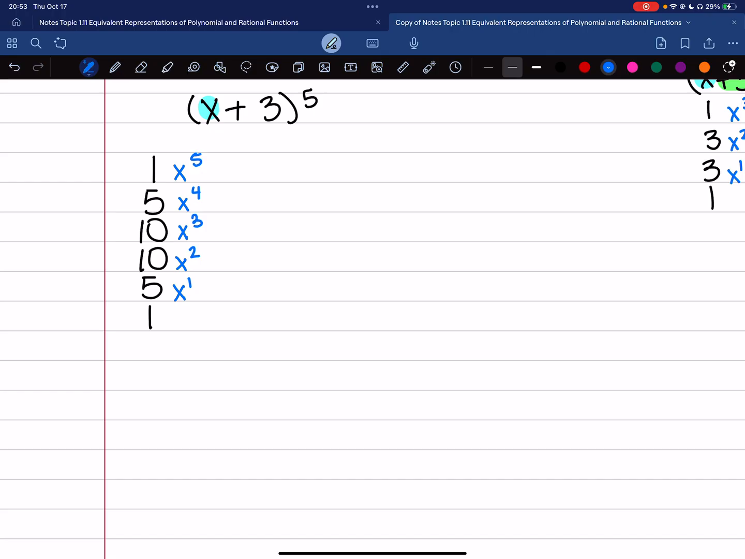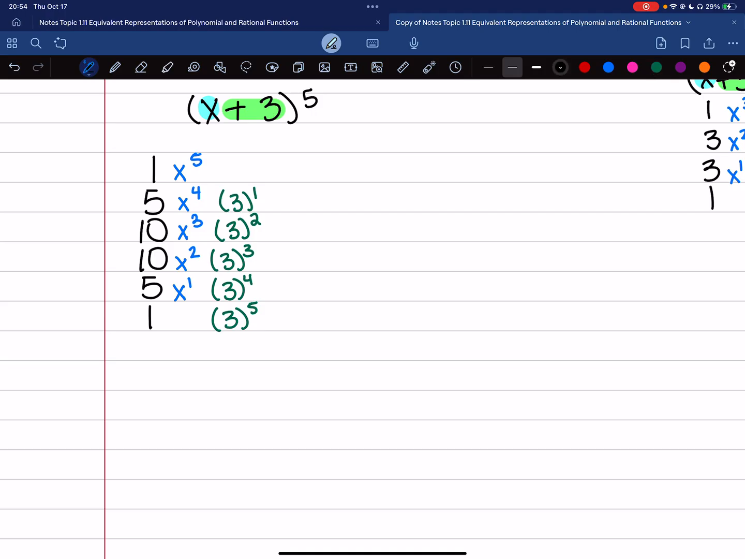From here, we're going to take the second term, which is a positive 3, and we're going to work in the opposite order. So we're going to take 3 to the 5th, 3 to the 4th, 3 to the 3rd, 3 to the 2nd, 3 to the 1st, and then no 3.